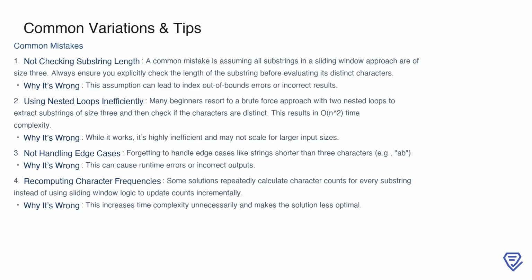Another frequent issue is relying on nested loops to generate all substrings of size 3 and then checking if their characters are distinct. While this brute force method may work, it has a time complexity of n squared, making it impractical for larger inputs. Additionally, edge cases should not be overlooked, such as strings that are shorter than 3 characters, like "ub". Ignoring these cases can lead to runtime errors or invalid outputs.